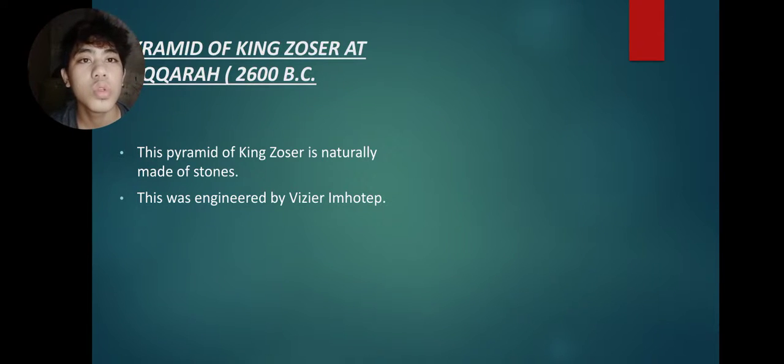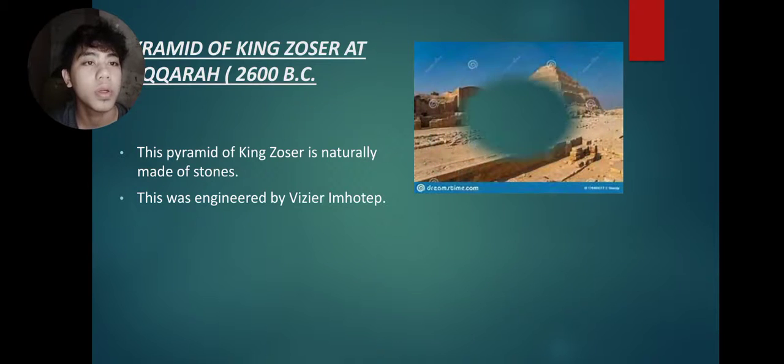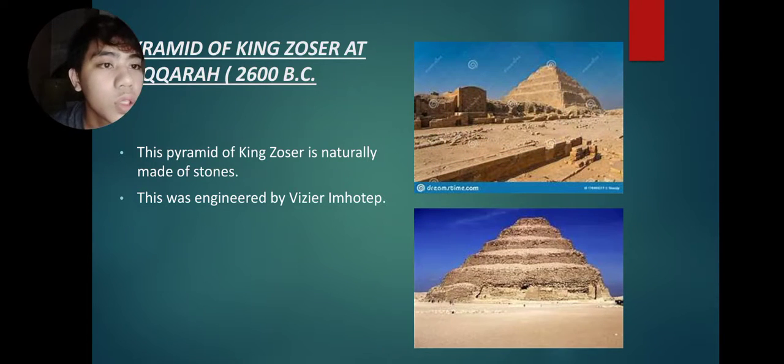Pyramid of King Djoser at Saqqara, 2600 BC. This pyramid of King Djoser is naturally made of stones. This was engineered by Vizier Imhotep. So kani siya na pyramid ay naturally made of stones, and ang nag-engineer niya ay si Vizier Imhotep. So this is the picture of Pyramid of King Djoser.